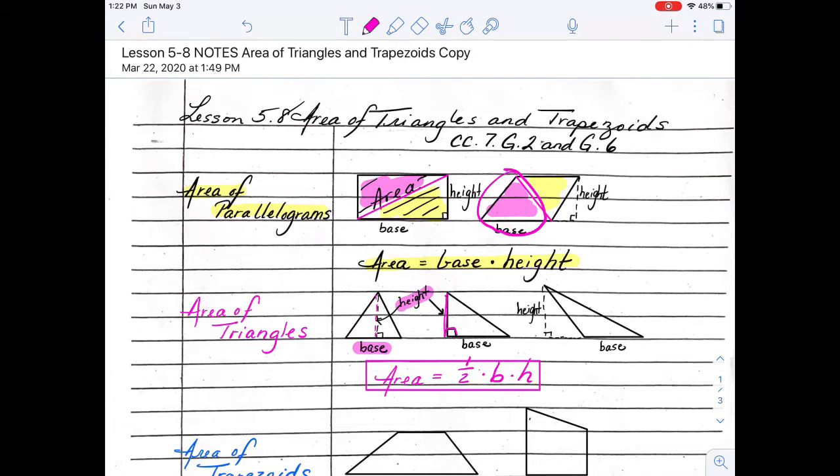In this obtuse triangle, there is no up and down distance inside the triangle to give me the height. So I actually have to go to that point, that vertex, go straight down and get that 90-degree angle. And then that would be my height. So your height isn't always on the triangle or in it. It might be outside of it.